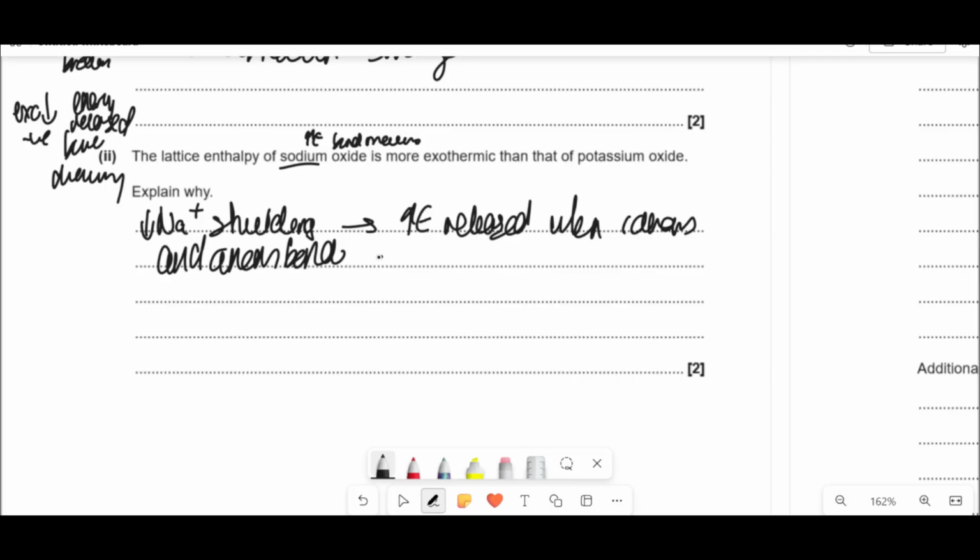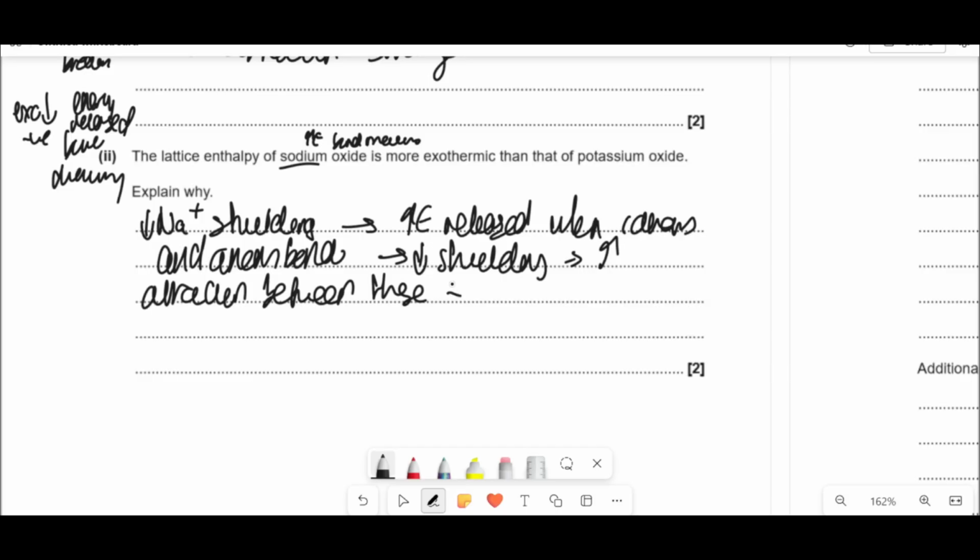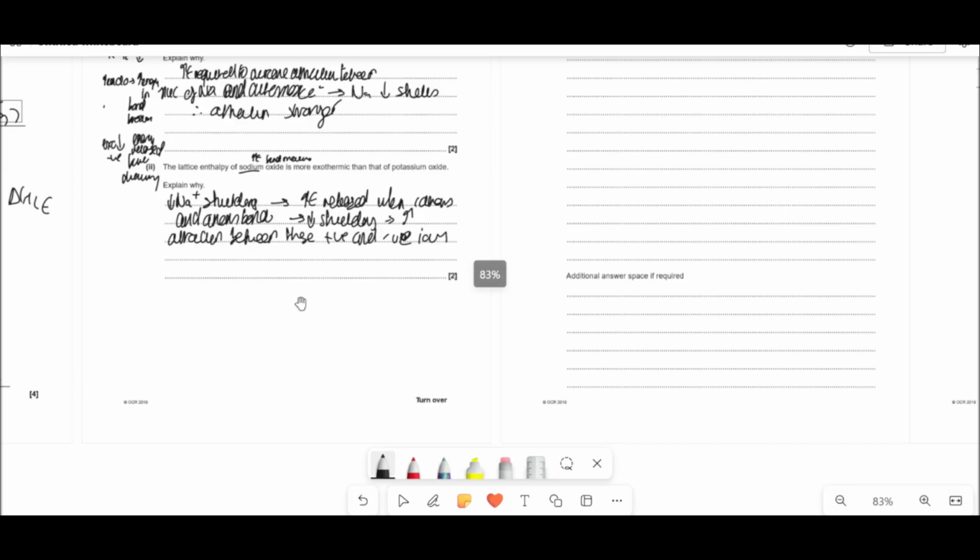Then the reason for that must be that the less shielding means there's got to be more attraction between these ions, these positive and negative ions, the oxygen and the Na+ ions. And that's it. So rather than trying to memorize answers or regurgitate model answers, quote unquote, which I can't stand, just look at it and use some common sense.